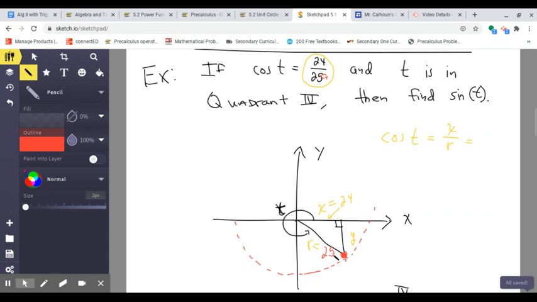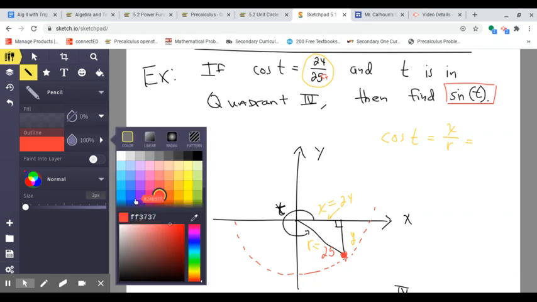Okay, great. So what we just accomplished was we constructed an image that represents the problem. And that's really going to help us accomplish the goal of solving the problem. And we want to find sine of t.